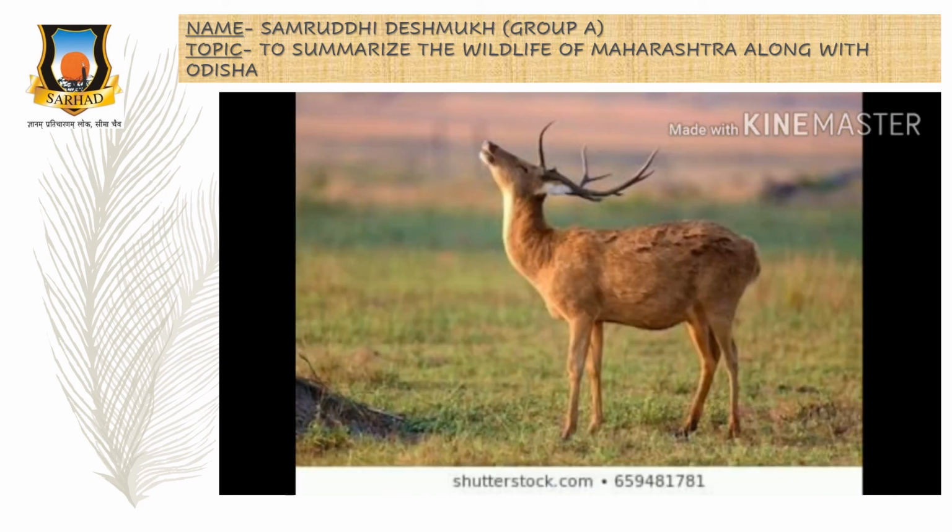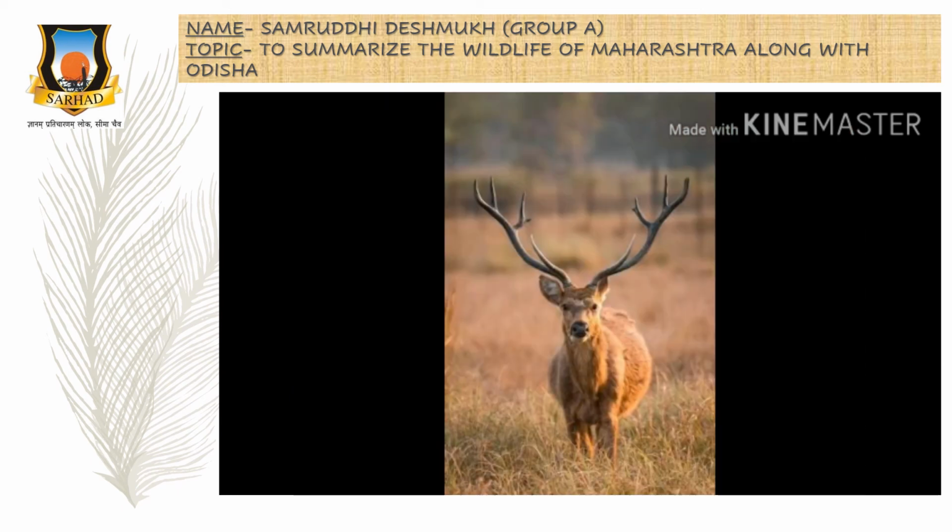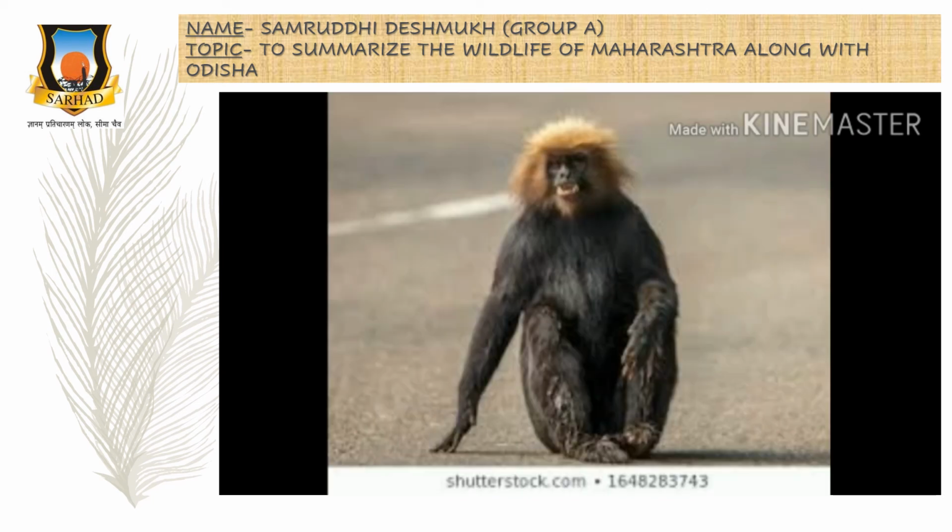The Barasinga, also called swamp deer, is a deer species distributed in the Indian subcontinent. Populations in northern and central India are fragmented, and two isolated populations occur in southwestern Nepal. It is extinct in Pakistan and Bangladesh.